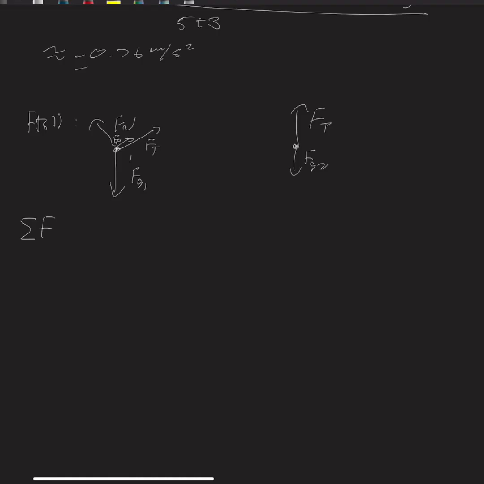So F1 in the x direction is equal to, now we're going to assume that downward is positive. So this way is positive, and going upward is positive. This way going up is positive, and down is negative. In the x direction, there's Fg1 sine theta minus Ff minus FT, which is equal to m1a.